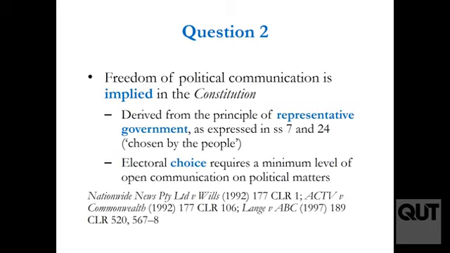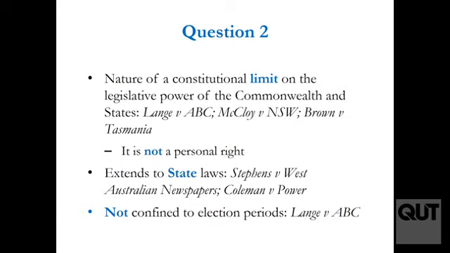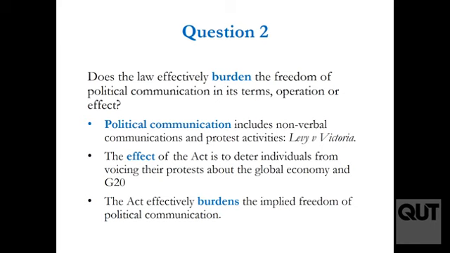So I've put this slide up. I'm not going to go through it again because I've already gone through it in question 1, but to get a really good mark, you need to demonstrate your understanding of the source of the implied freedom and the nature of it. In particular, because you're dealing with state legislation, you need to state expressly the implied freedom extends to state laws. The authority for that is Stevens and West Australian Newspapers and Coleman and Power. Okay, so it doesn't just operate to limit Commonwealth laws, it operates to limit state laws as well. And it is not confined to election periods.